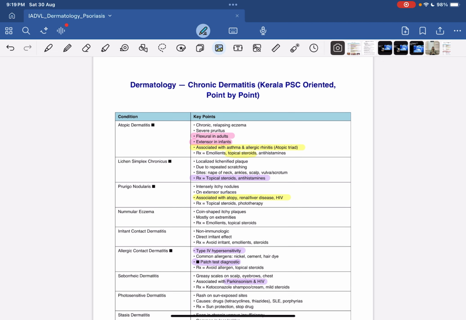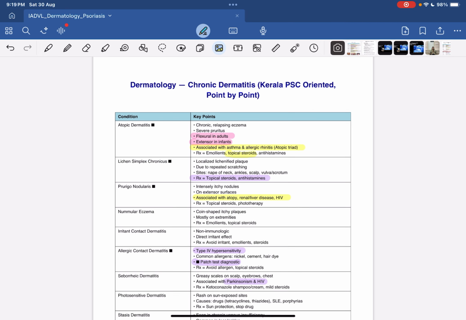First, coming to atopic dermatitis, the patient will have a history of atopy like asthma, allergic rhinitis, and atopic dermatitis. It is known as the atopic triad. It is a chronic relapsing eczema with severe pruritus in flexure sites in adults and extensor sites in infants.